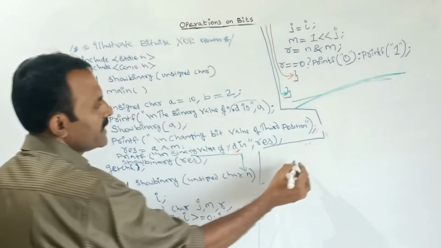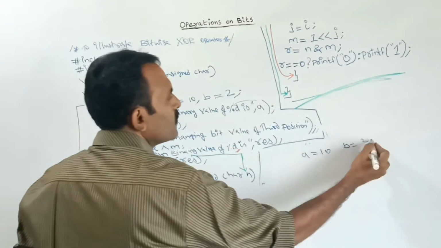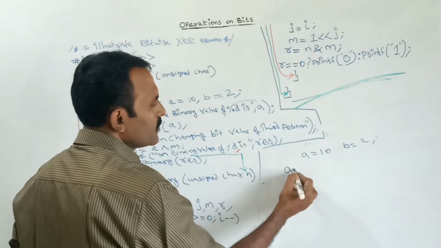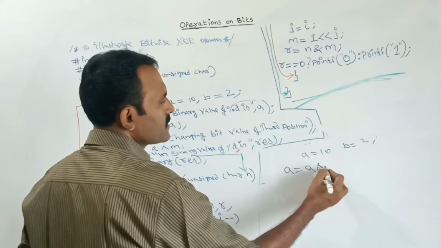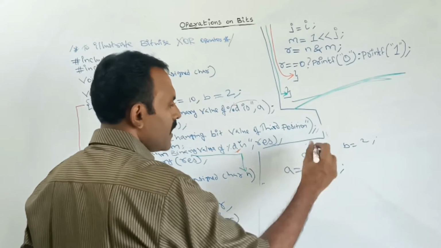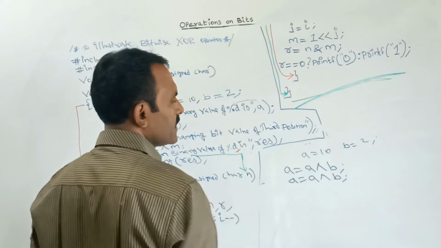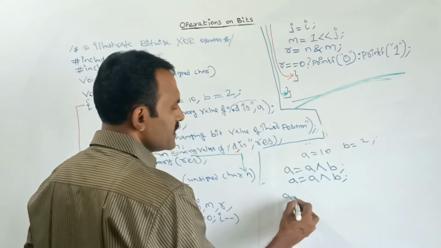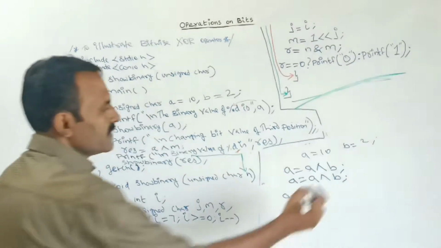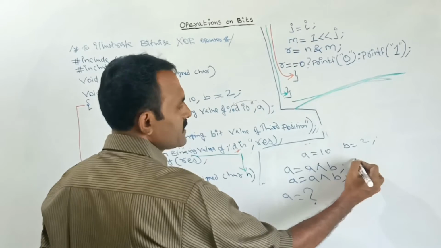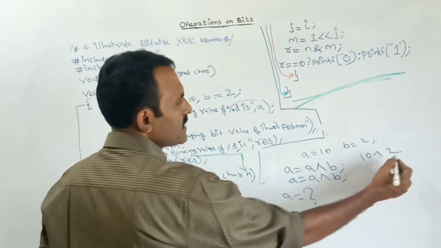For example, A is equal to 10 and B is equal to 2. If I am XORing A with B, A is equal to A XOR B, this is the first time. Again, if I am XORing A a second time, then what is the A value? I get the original value, the first value. If the first time A, that is 10, is XORed with 2, then what is the result?